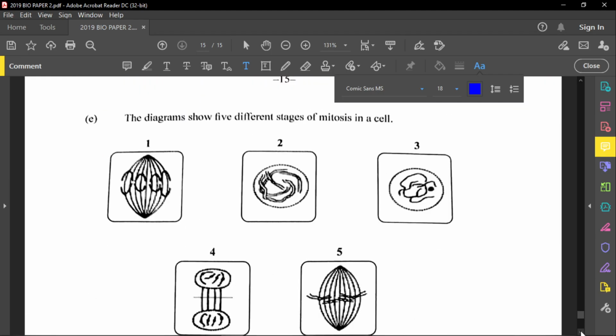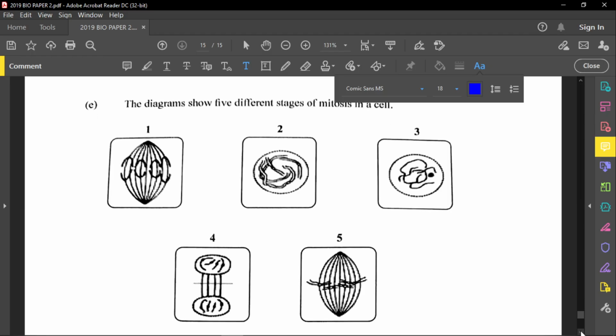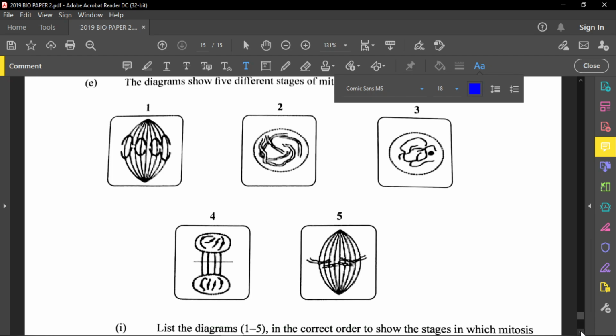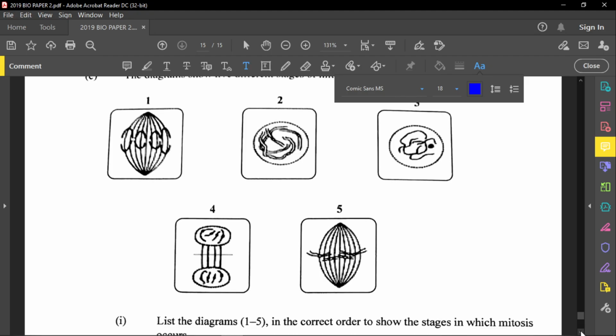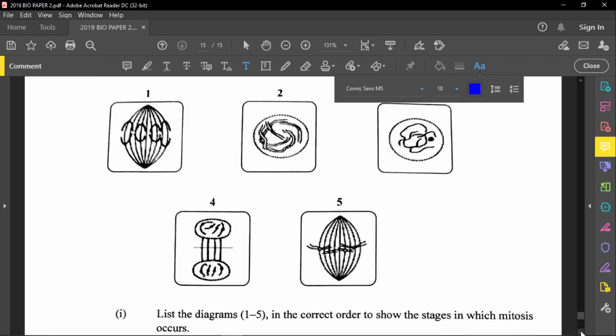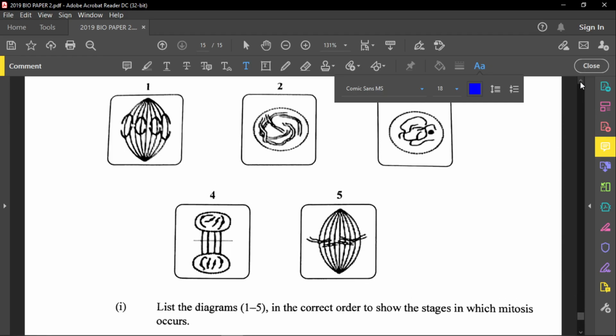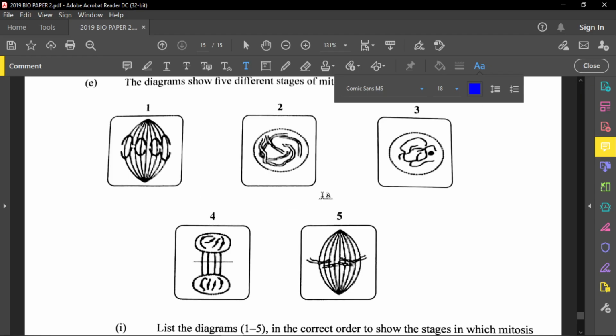All right, so this part of the question says that the diagram shows 5 different stages of mitosis in a cell. And so we have 1, 2, 3, 4, and 5. And now this asks us to identify, it says list the diagrams 1 to 5 in the correct order to show the stages in which mitosis occurs. And so let me just quickly label these for you.